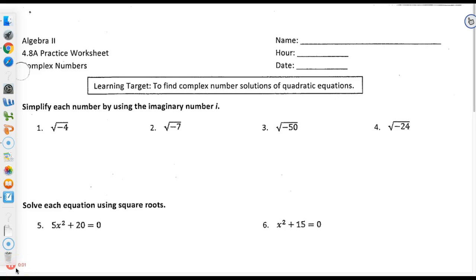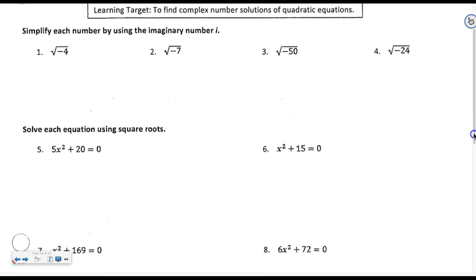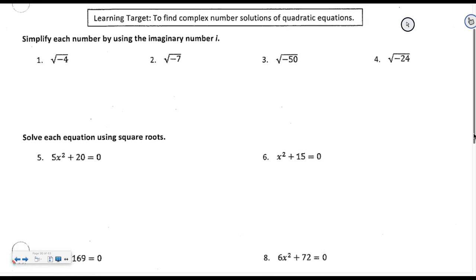I'm going to do one in each section for you, and then when I'm done, I want you to show me that you have done at least one in each section by yourself, and that's how you'll get your points for the day. So the first one we'll do together is number 4.